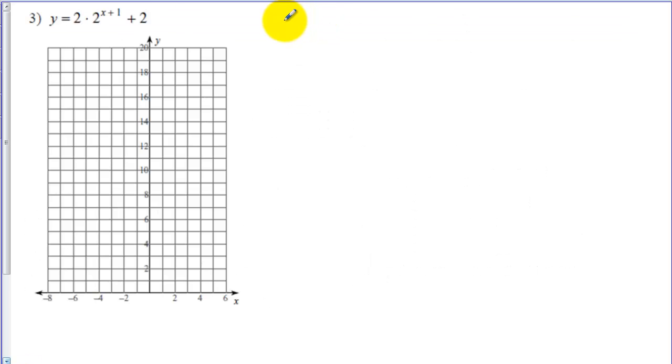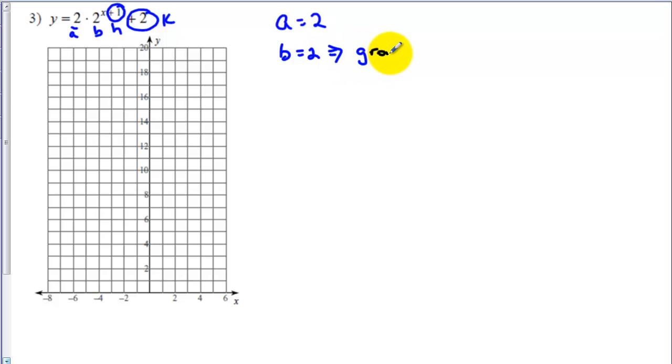So in our example here, A is 2. So this is our A. This is our B. This is our K. And we have to take the opposite of this number to get our H. So B is 2. So that tells us we're growth. H is the opposite of this here, so it's -1.